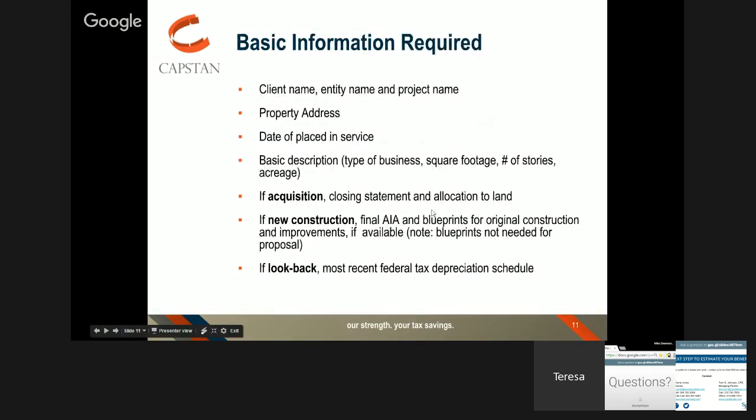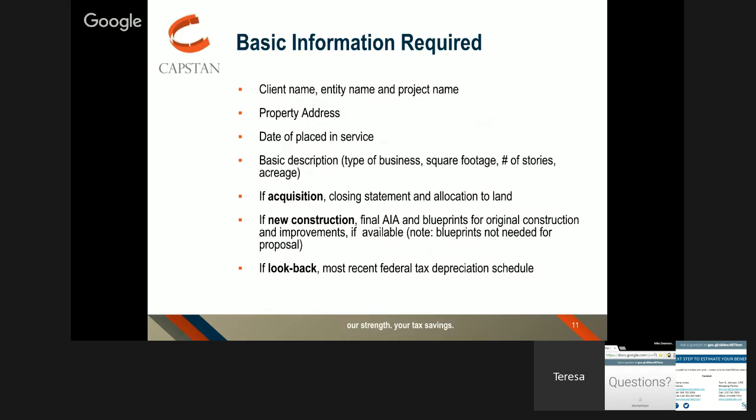So there's some basic information that we require. As I mentioned, we will send you an estimate of benefit and a cost proposal, and we don't charge for that. And we also have a questionnaire that we can fill out. So if you contact either Cherie or me, we'd be happy to email over to you what that questionnaire looks like, and then we can run with it from there.